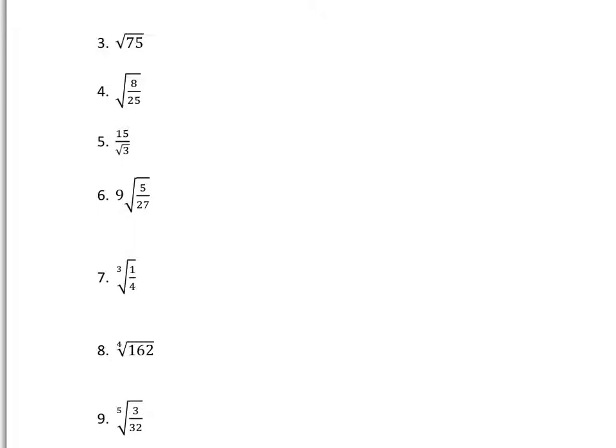So start by breaking down root 75. Remember, just use the product rule. Find a perfect square that's in there so we can pull it out. The biggest perfect square that's a factor of 75 is 25, and 3. Which one of those do we know? We know the square root of 25 is 5. So this is 5 root 3.